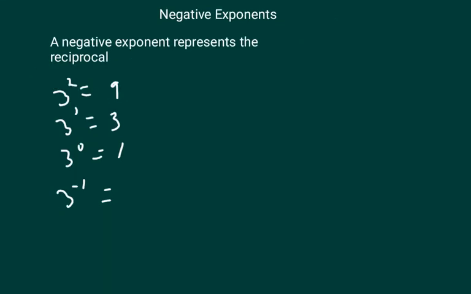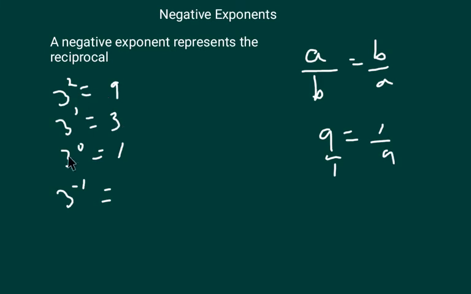A negative exponent represents the reciprocal of a number. Just remember that the reciprocal of A over B is B over A. The reciprocal of 9 over 1, we might say, is 1/9. Take a look at this pattern with 3's. 3 to the second is 9, 3 to the first is 3, 3 to the 0 power is 1.